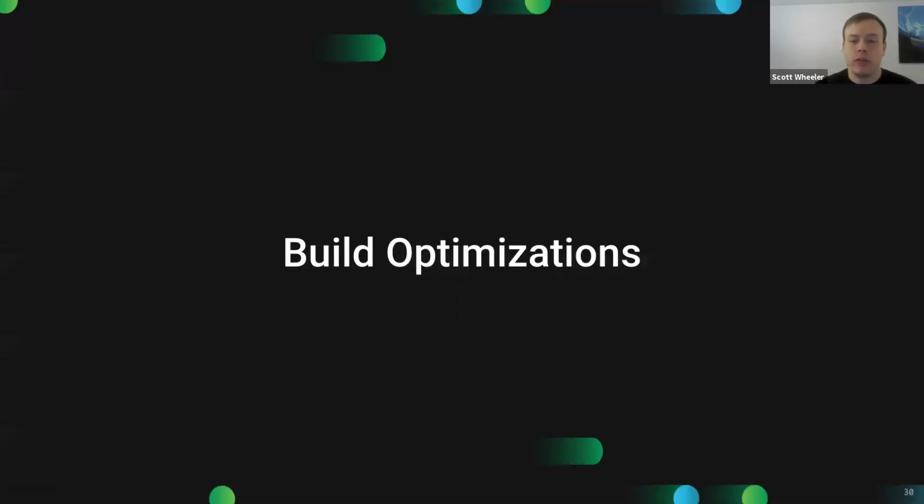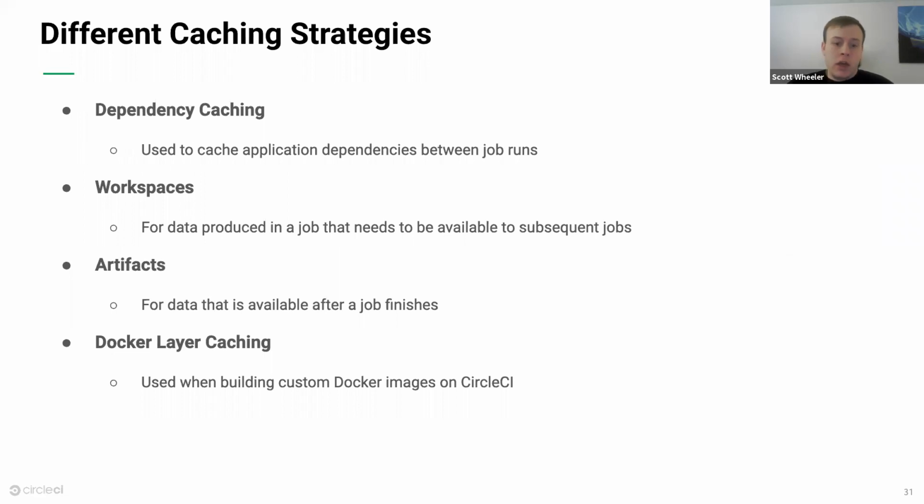Build optimizations. Different caching strategies we have to optimize your builds are dependency caching, workspaces, artifacts, and Docker layer caching. Dependency caching is used to cache application dependencies between job runs, such as node modules. Workspaces are used for data produced in a job that needs to be available to subsequent jobs, such as if you have two Docker containers, one runs downstream from the other, and you need to pass an application between those. Workspaces will enable you to do that.